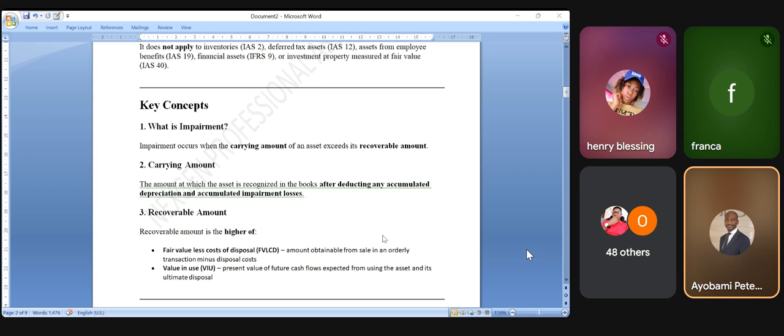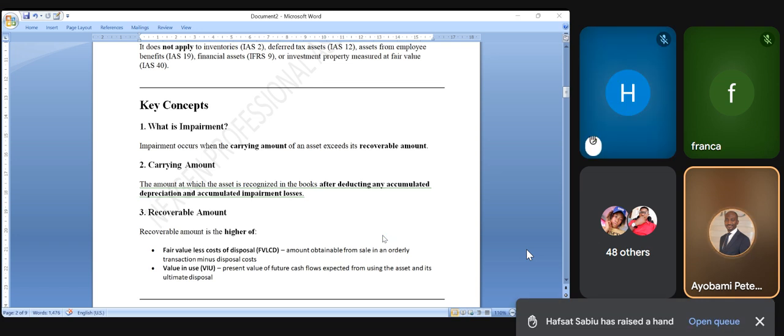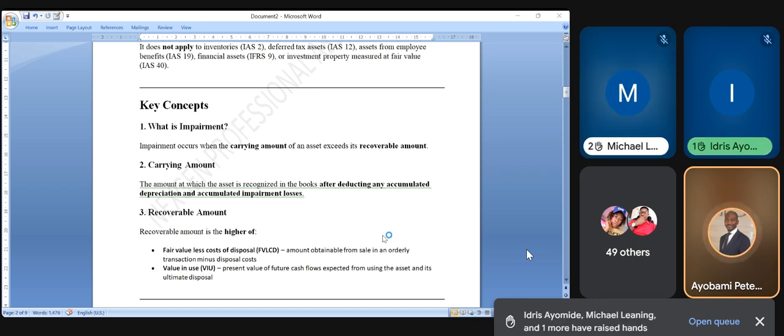Just raise your hand. What I've said is the net book value of the asset is 500,000 naira. The value in use is 460,000 naira. And then the fair value less cost to sell is 450,000 naira. What will be our recoverable value? Michael, go ahead.